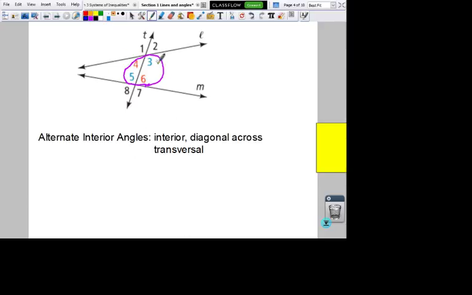So, alternate interior, they're on the inside and they're diagonal across the transversal. So, alternate interior angles are 5 and 3. 5 and 3 are alternate interior. And then I have a second pair. 4 and 6 are alternate interior because they are diagonal on the inside.